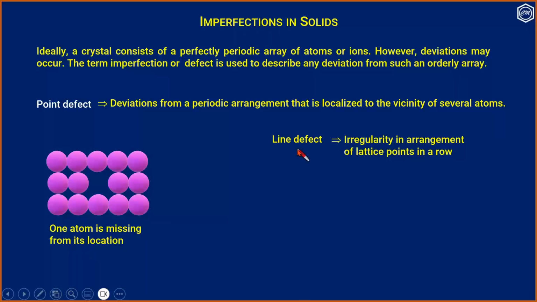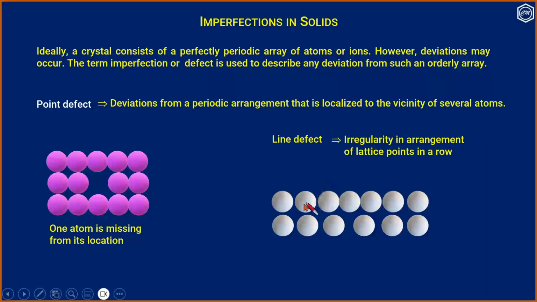Then the second type is line defect. That is the irregular arrangement of lattice points in a row. In the first row, the lattice points or constituents are arranged in a perfectly ordered manner. But in the second row, the distance between neighboring constituents is different. That is, dislocation in the arrangement of the row occurs.